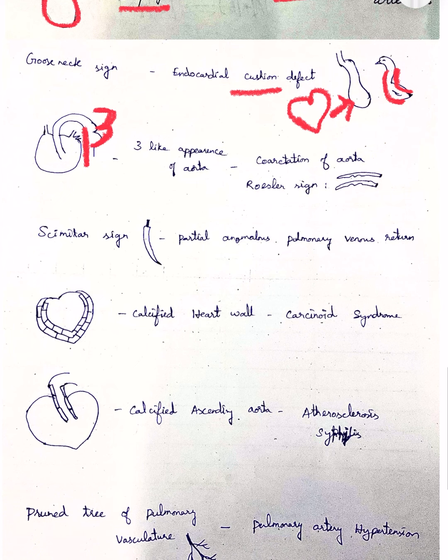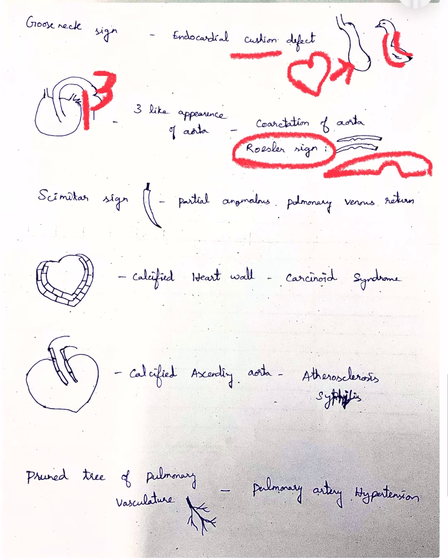In case of the ribs, it shows the Roesler sign. Roesler sign is seen in the ribs. It means the inferior border of the ribs got eroded due to the collateral arteries, and it is seen in the coarctation of aorta. So in coarctation of aorta, we will be seeing the 3-like appearance of the aorta, and the ribs appear with Roesler sign.